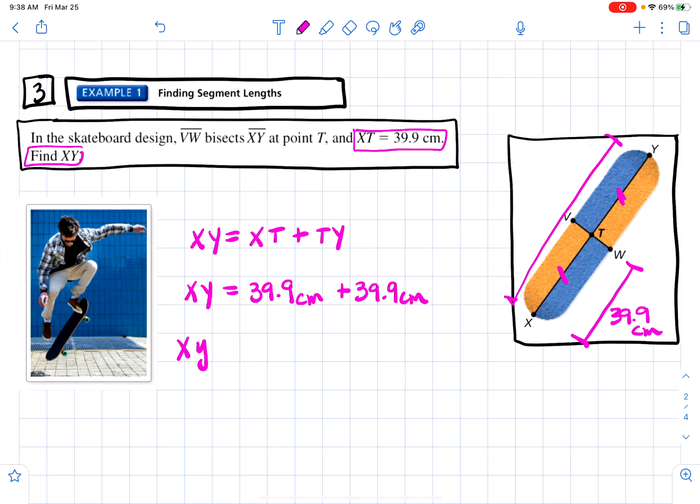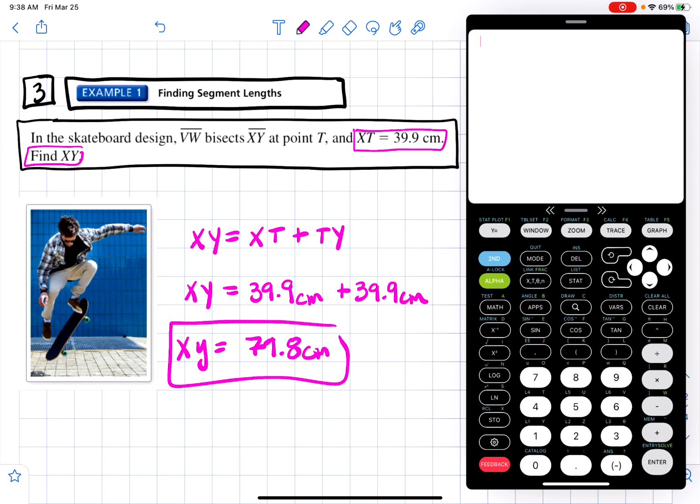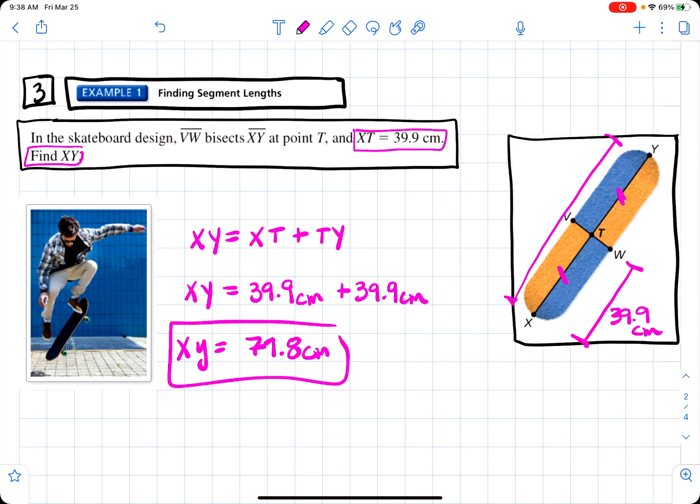So therefore, XY is equal to 79.8 centimeters. And if you don't know that, you can, of course, use your calculator and bring that in. Just plug it in, 39.9 plus another 39.9. Feel free to use your calculator on that. That's how I got the 79.8. Okay? There's everything you need to know for box number 3.